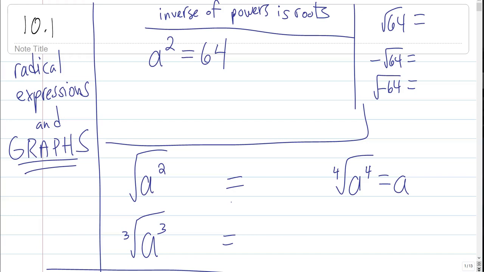So for chapter 10, we're going to look at radical expressions, and we're going to be graphing them. Let's go ahead and start with just the expressions. And why do we have radicals? The idea is that we need to be able to undo a squared equals 64. So we know what number times itself is 64. We go, yeah, the 8 times 8 is 64. But we need a mathematical operation that does that, and that is a radical or a root.